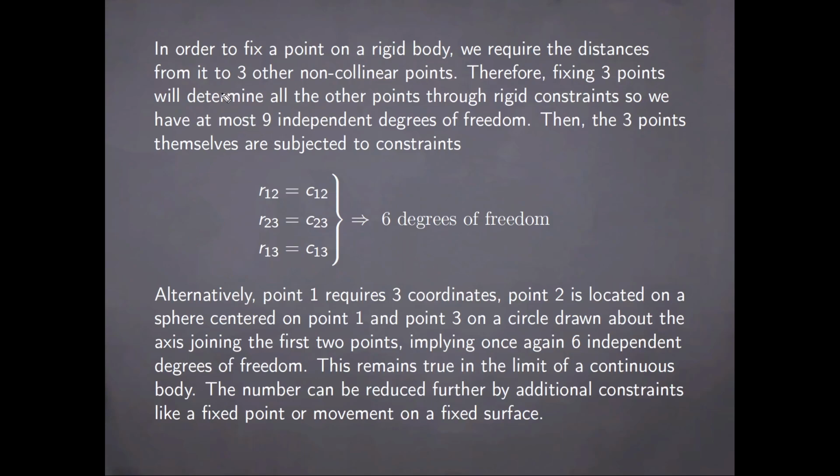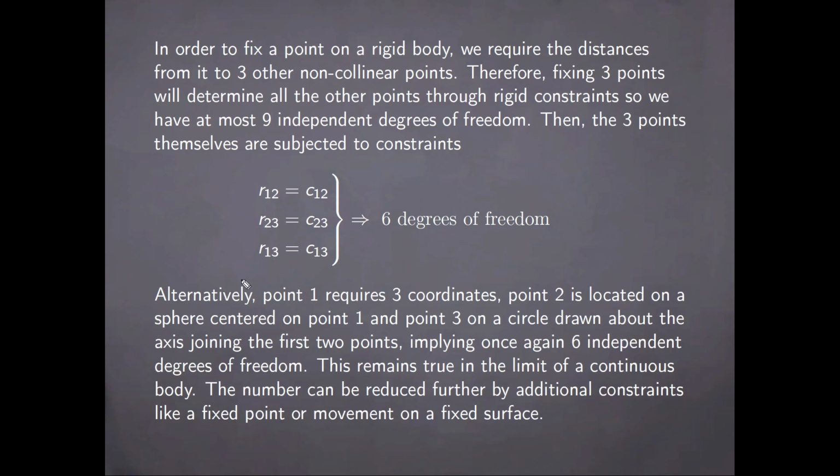So another way to think about this is to say that in order to fix a point on a rigid body, we first of all require the distances from it to 3 other non-collinear points. Therefore, fixing 3 points will determine all the other points through rigid constraints, and we end up having at most 9 independent degrees of freedom, which are the sets of 3 coordinates for each of these 3 points. But the 3 points themselves are subjected to constraints, which are listed here. So the distances between them have to be fixed. So we end up with a total of just 6 degrees of freedom.